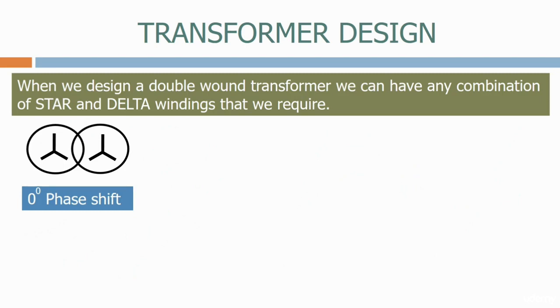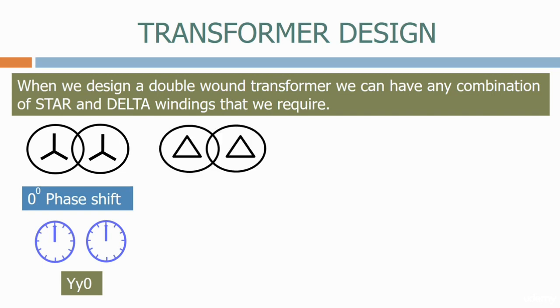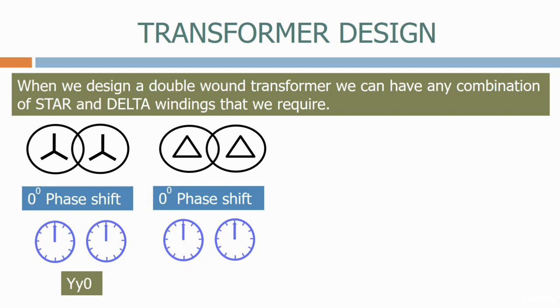If we want to represent the transformer as a symbol, we call it a Y0, where the capital Y represents a star primary winding, the lowercase y represents a star secondary winding, and the 0 represents a 0 degrees phase shift. Let's now look at a delta-delta transformer. Again, a delta-delta transformer normally has a 0 degrees phase shift, and the clock faces are therefore the same as the previous transformer. We represent the delta-delta transformer as a D-D0.